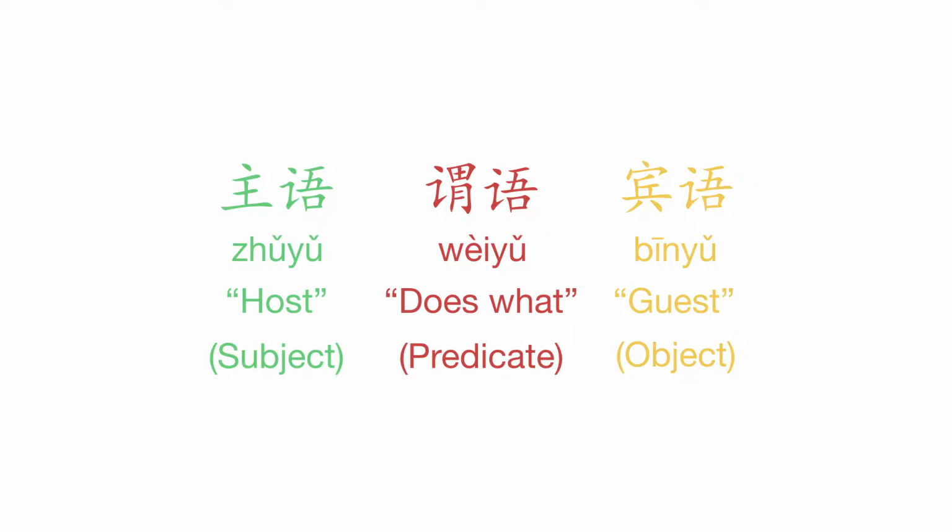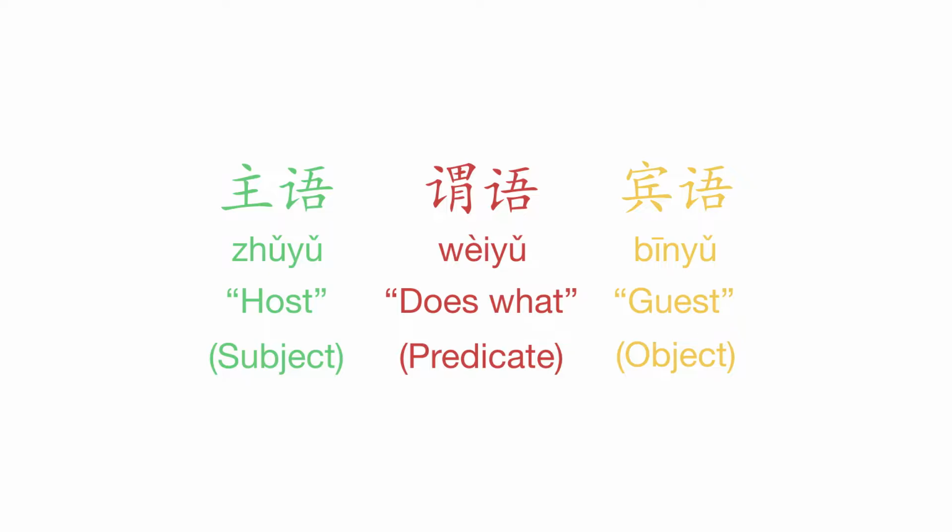They are 主语, which means host, or literally subject, but we prefer the term host, the thing that is doing something in the sentence. And you have to have one of those to make a sentence, right? Like me, or I, or him, or her, or it. And then we have 谓语, which means predicate. So this is does what. It's what is the subject doing in that sentence, which you also must have for a sentence.